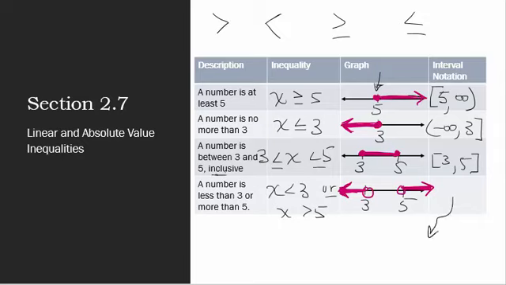So this answer is first going to be from negative infinity to 3, and then put parentheses at the end because 3 was not shaded in. And then because I have 2 intervals for my answer, we're going to bring them together with a union symbol, which looks like a capital U. And then start over again at 5, and then go to infinity.